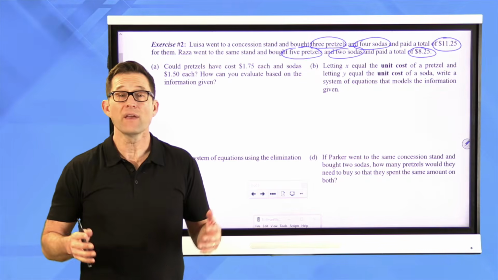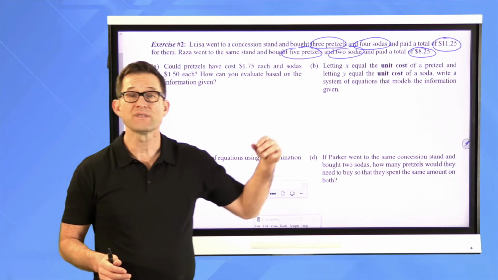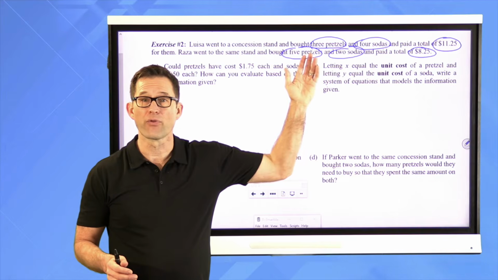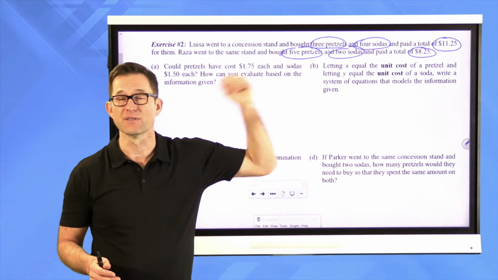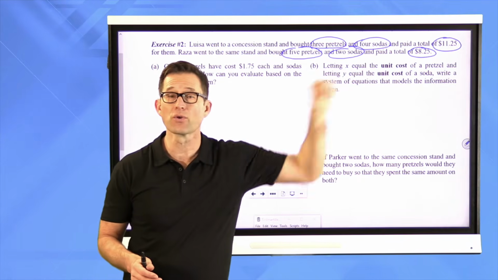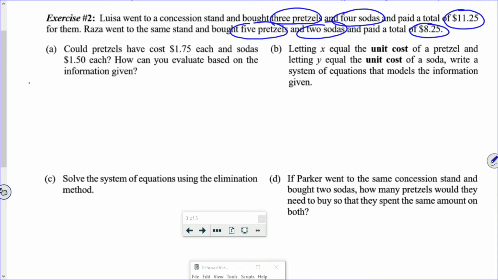All right, well, I think it's obvious. What we want to do is, if these are the unit prices, we want to see how much Louisa would have paid for 3 pretzels and 4 sodas, then how much Raza would have paid for 5 pretzels and 2 sodas, and see if they match what we're told in the problem. It's really that simple. So I'm going to lay it out first as Louisa. What Louisa would have paid would be 3 times 175 plus 4 times 150.